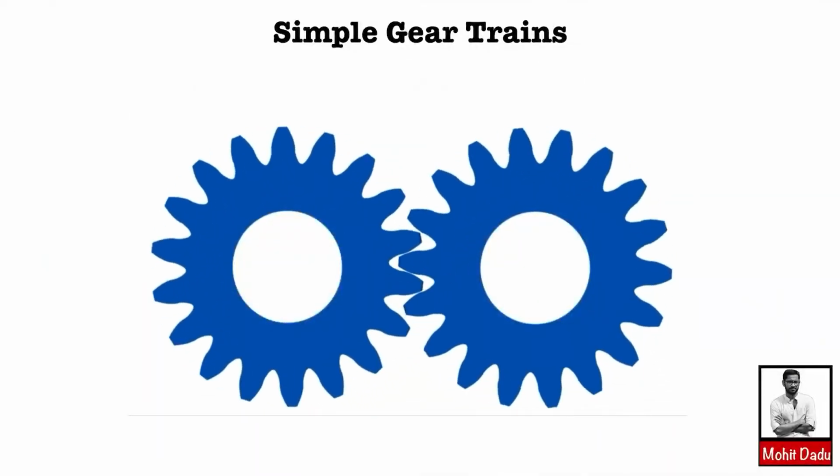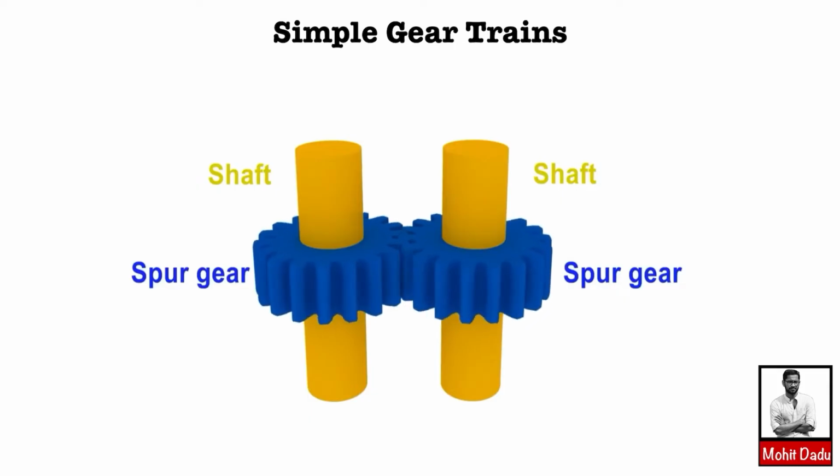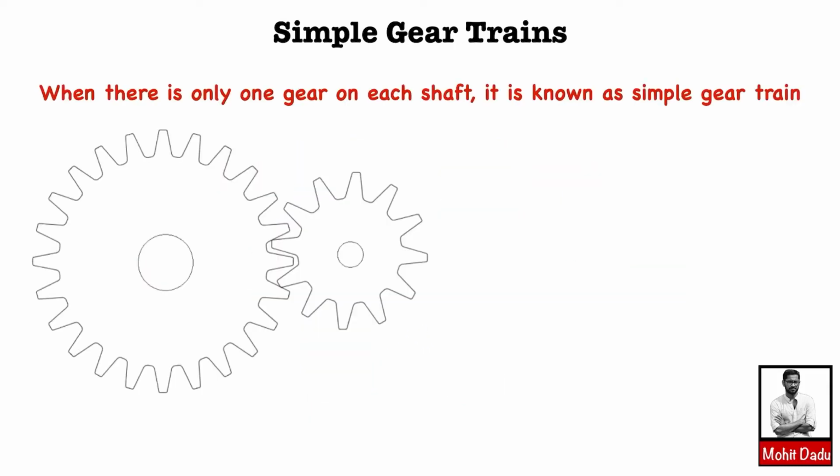If you're considering simple gear trains, you can understand from this animation. Two gears are in mesh and they are transmitting power. Simple gear train means the shafts which are carrying these gears have only one gear on each shaft, and power is being transmitted between these shafts through these gears. So these are the simple gear trains.